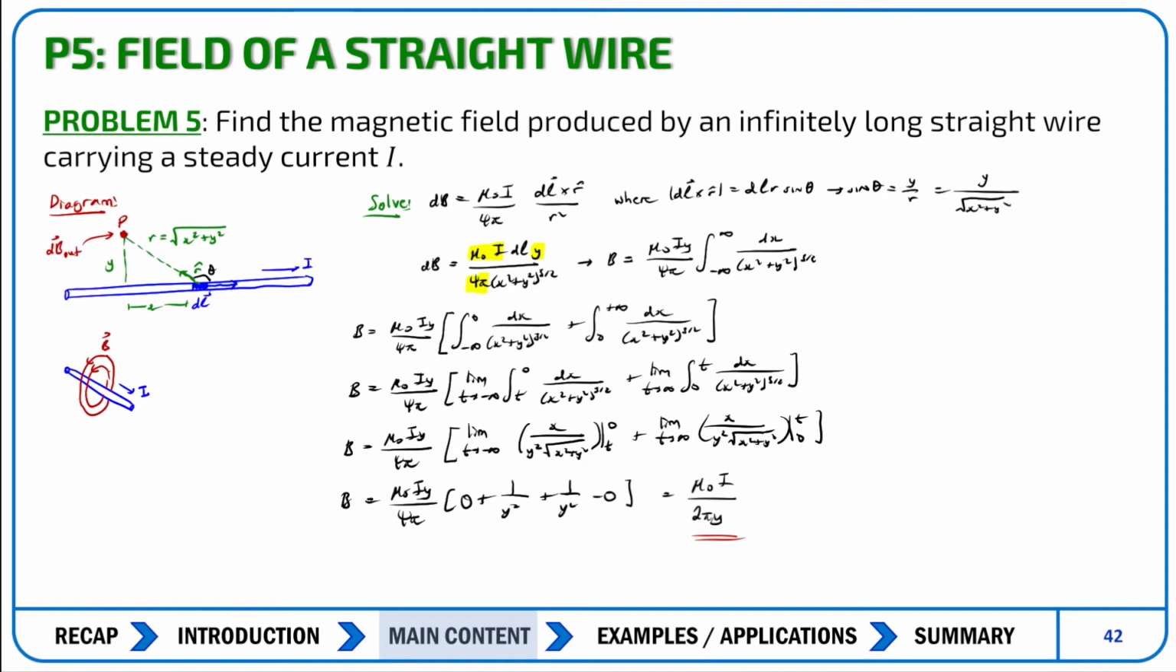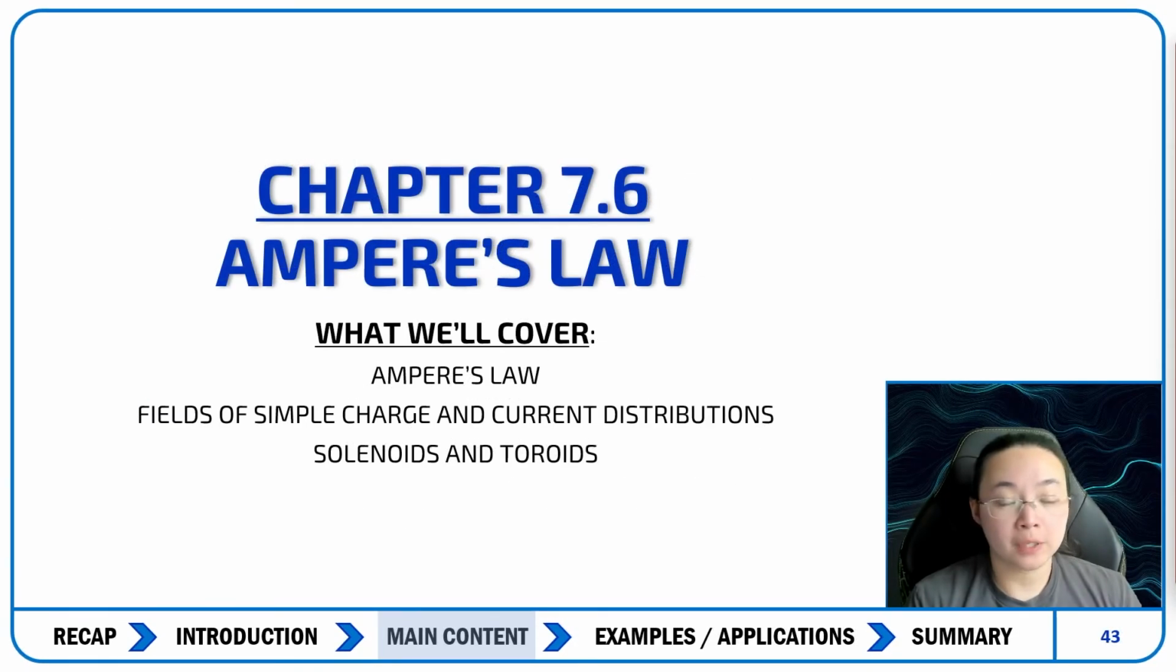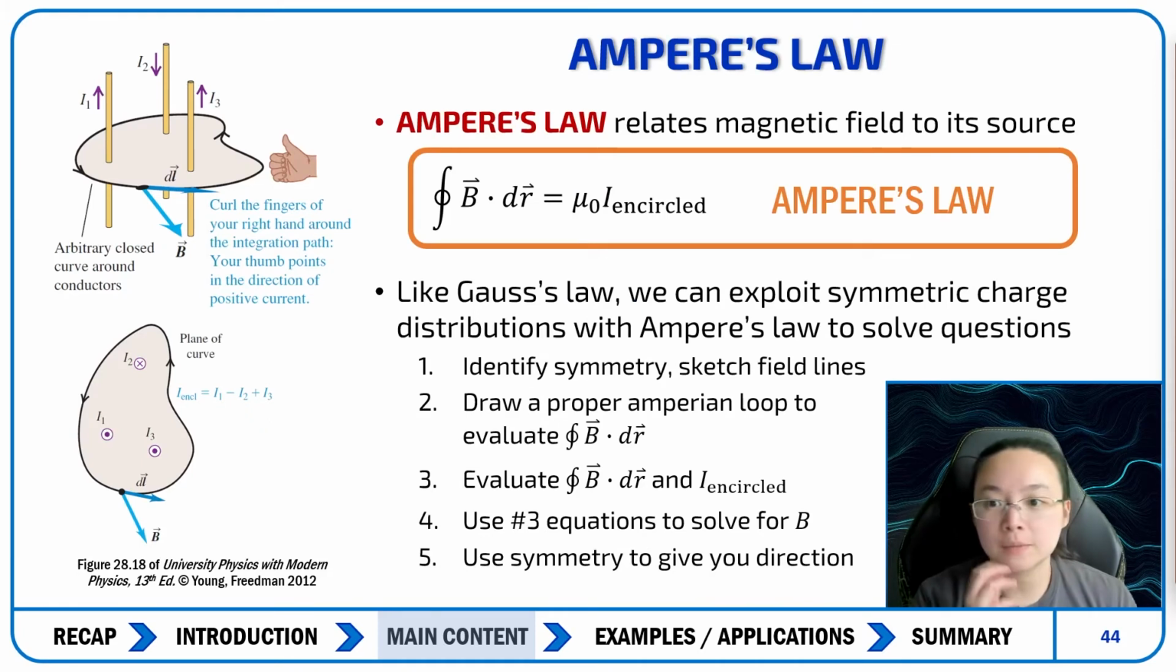So that would be your answer for the magnetic field at a point P away from a straight wire. Now we're going to take a look at Ampere's law, and it's a much better technique to use when you have a certain enclosed current that you can quantify. We'll look at how to apply Ampere's law to fields of simple charge and current distributions, then look at solenoids and toroids as extensions.